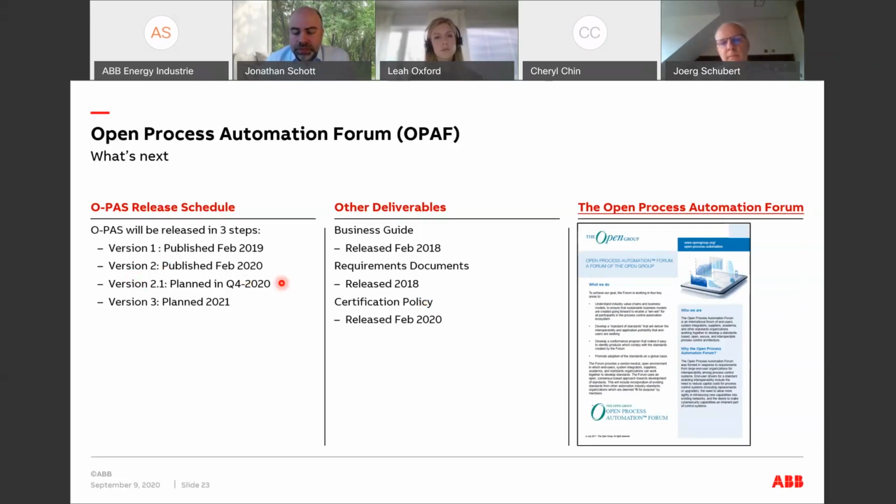Major deliverables this year have been the certification policy, which is crucial to be able to certify the products by external labs. So ABB will continue to support the OPAF with people, with knowledge and anything possible. But Jörg, can you elaborate what ABB specifically will be doing next out of that?